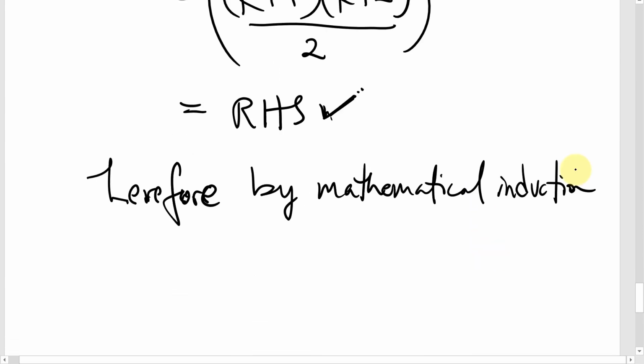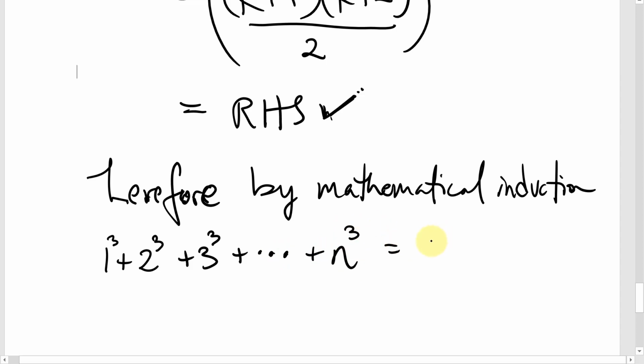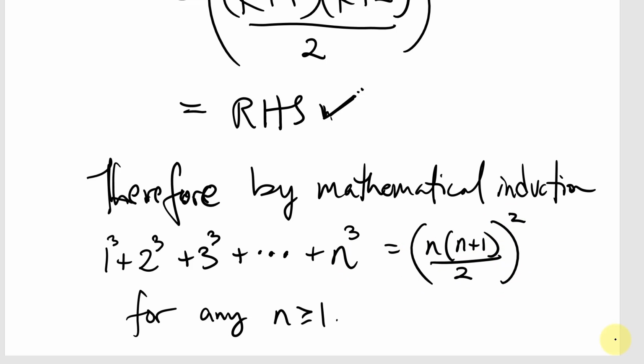So let's state the result, the conclusion, in terms of the arbitrary natural number n. 1 cubed plus 2 cubed plus 3 cubed. If you add natural numbers cubed up to some arbitrary value, it's going to be n times n plus 1 divided by 2, which happens to be the sum of the first n integers, all squared. Okay, so there we have it. We've proved it for any value n greater than or equal to 1.